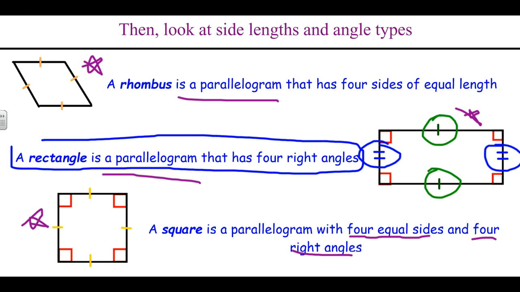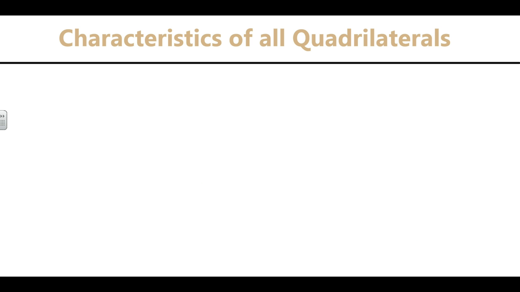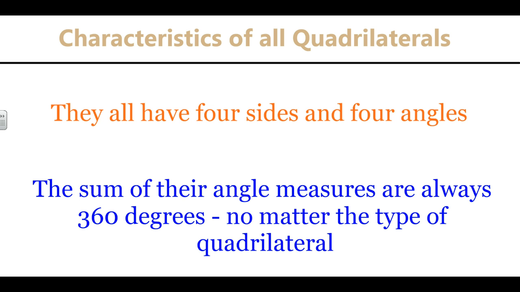And so there's one last thing that we want to talk about and I'm going to ask you to write down, and that is the characteristics of all quadrilaterals. We already talked about before the fact that quadrilaterals each have four sides and four angles. And much like triangles, the quadrilaterals also have a certain number of degrees when you add up all of their angle measures that is characteristic of all quadrilaterals. So two things that make all quadrilaterals the same are that they have four sides and four angles, and that the sum of their angle measures is always 360 degrees no matter what type of quadrilateral you have.